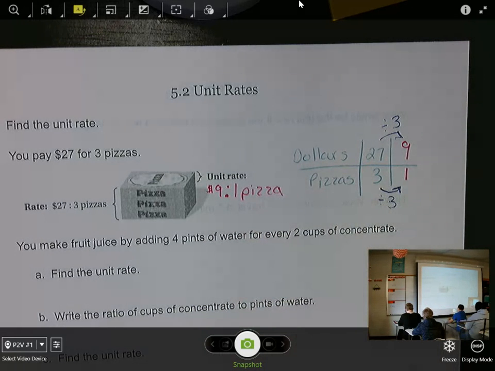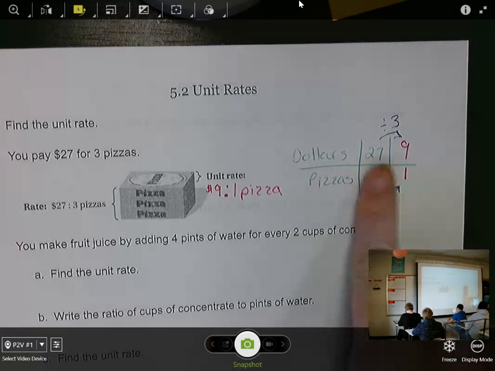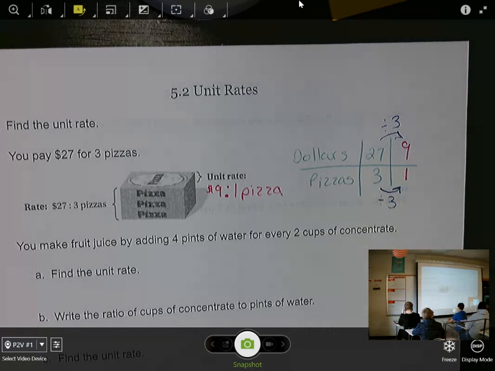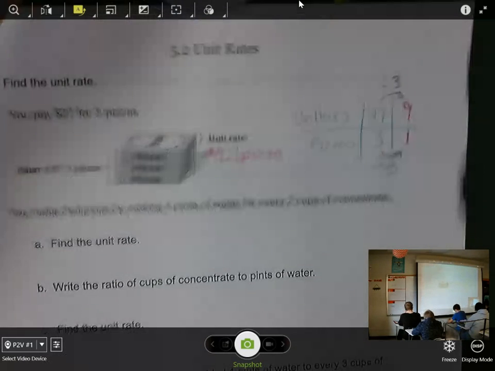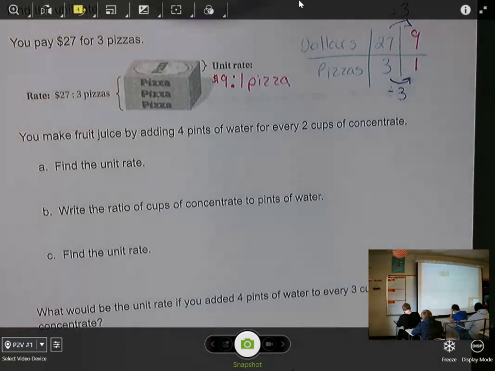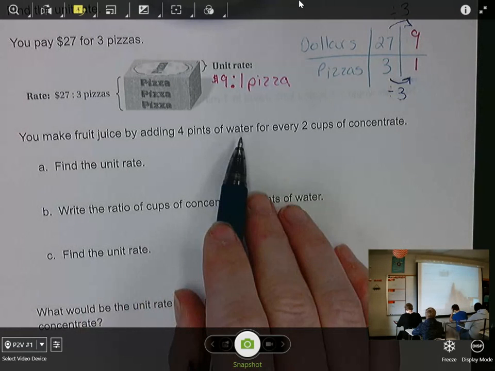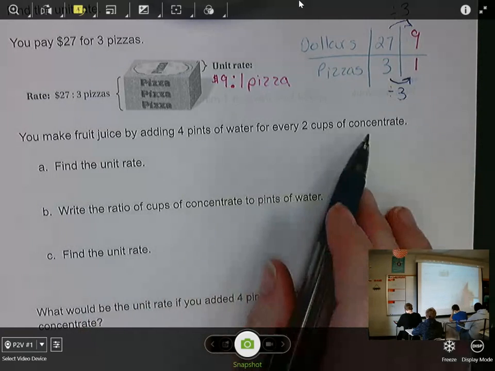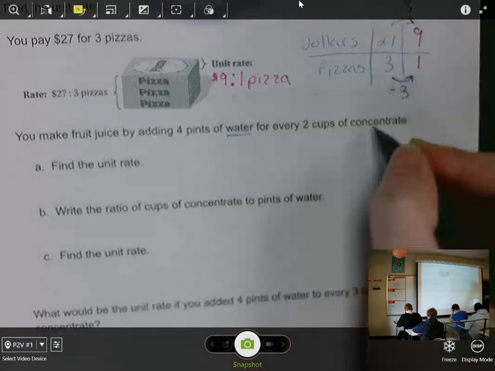Okay. Now, with a lot of people, it makes it a lot easier if you make the table because it helps them keep it in order which one needs to be on the bottom. Okay. The next one. You make fruit juice by adding 4 pints of water for every 2 cups of concentrate. Part A says find the unit rate. Okay, so first let me make the table. It's 4 pints of water for every 2 cups of concentrate. So it's water per juice concentrate.